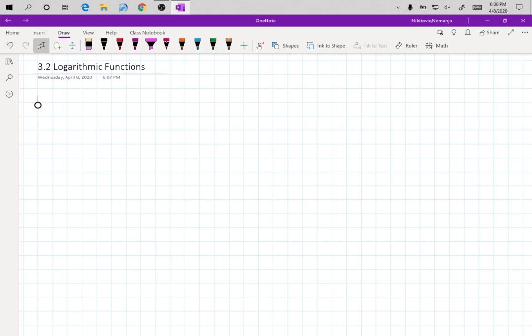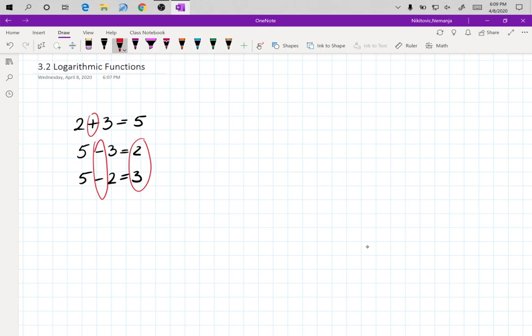So the first thing is, as I usually do, 2 plus 3 is 5. And then I can say 5 minus 3 is 2, and 5 minus 2 is 3. So we have a mathematical operation, and then we have the somewhat opposite mathematical operation, which is able to retrieve these two input numbers, right, one at a time. So there is an operation and a backwards operation.